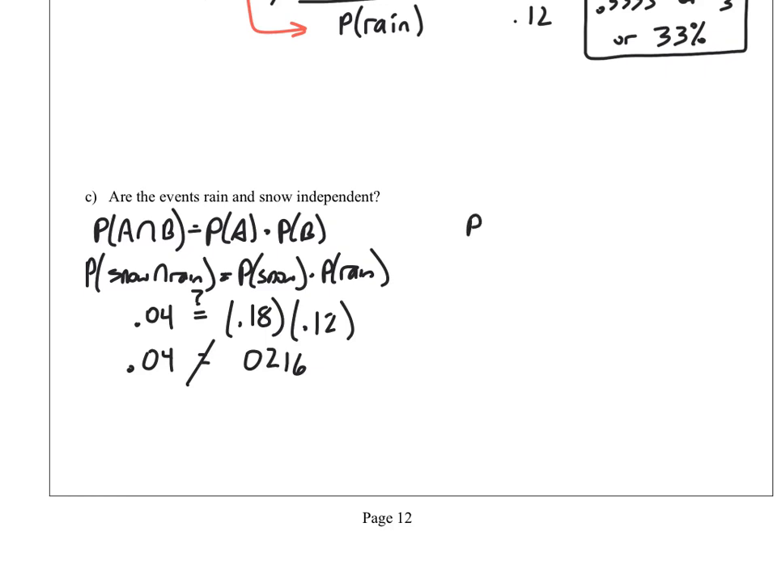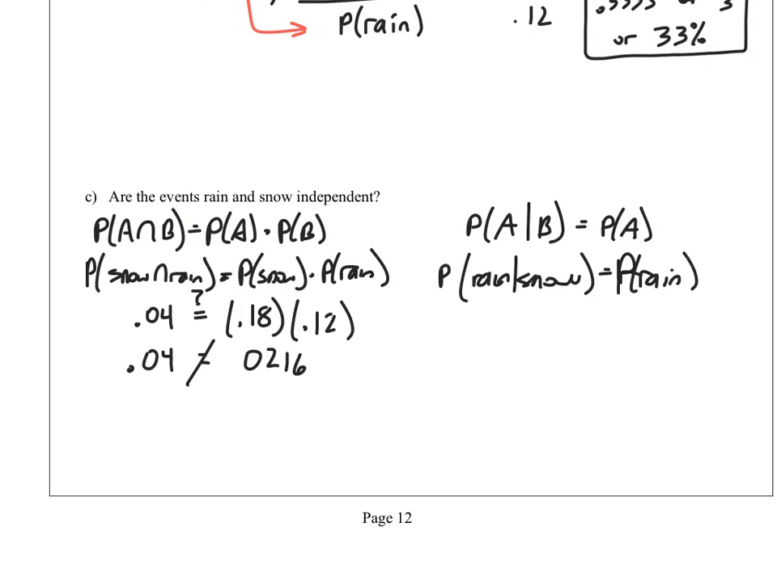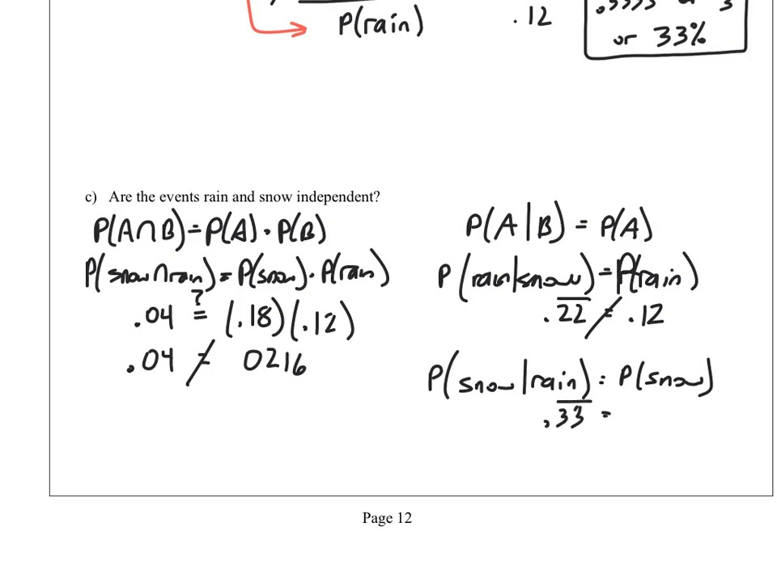If you use the second formula, probability of A given B equals probability of A, that's the conditional independence formula. So there's actually two different things we can check. We can check, is the probability of rain given snow equal to the probability of rain? And we can also check, is the probability of snow given rain equal to the probability of snow? So the probability of rain given snow, that was our part A, was 0.222 repeating. Our probability of rain all by itself is 0.12. So is 22% equal to 12%? Definitely not. Snow given rain was 33%, or 0.33, and the probability of snow by itself is 0.18, which also clearly is not equal. So no, they are not independent.